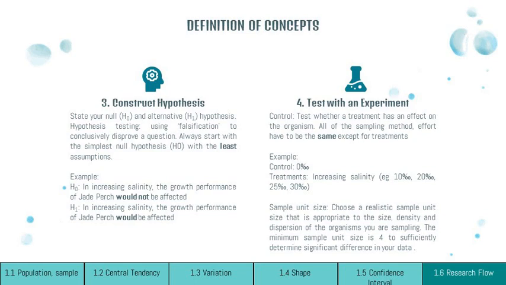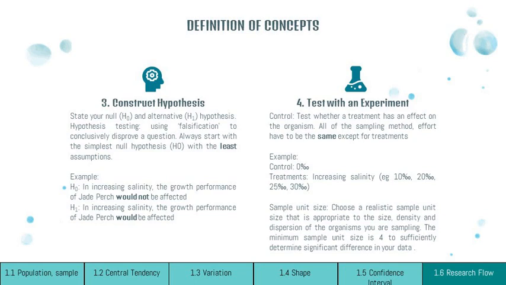The fourth step is to test with an experiment. Before you start, you must be very clear on what is your control and treatment. The control helps you to test whether a treatment has an effect on an organism. Everything must be the same. The sampling method, the effort, the food have to be the same except for the treatment. So referring back to the case study, the control would have fresh water, its salinity would be 0 ppt, while the treatment would have increasing salinity like 10 ppt, 20 ppt, 25 ppt, and 30 ppt. You would only change the salinity while everything is kept constant.